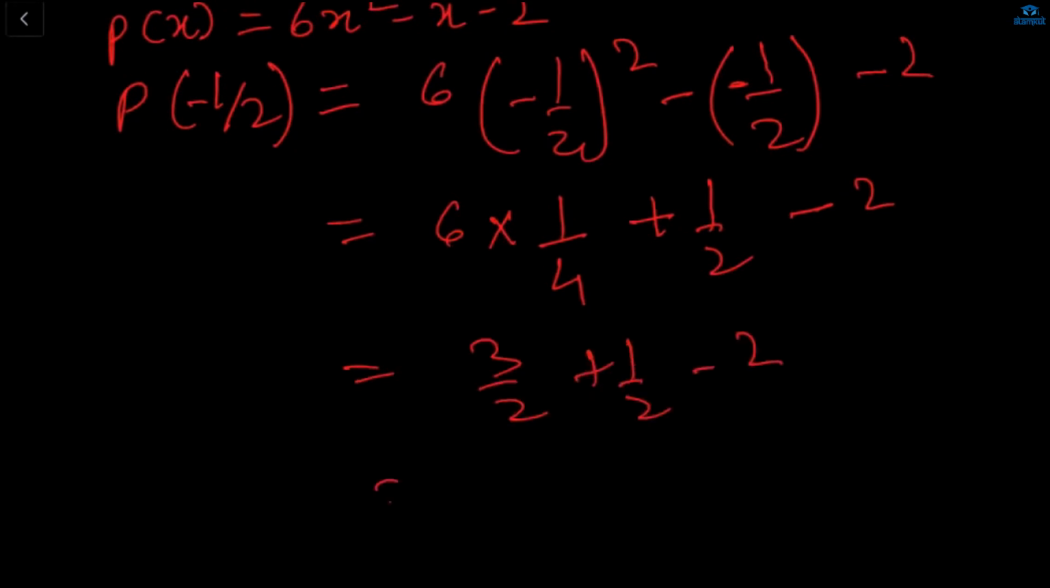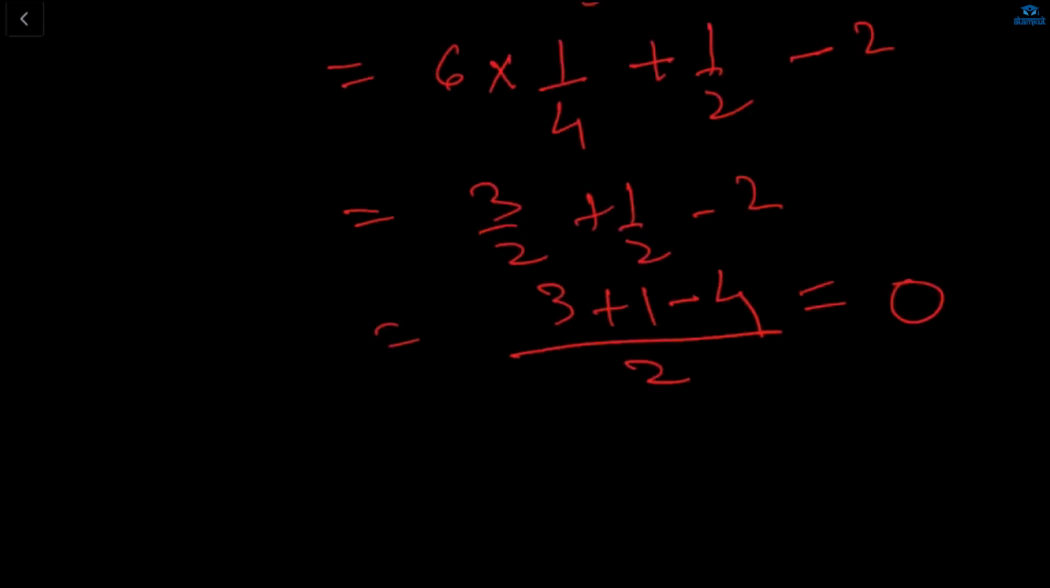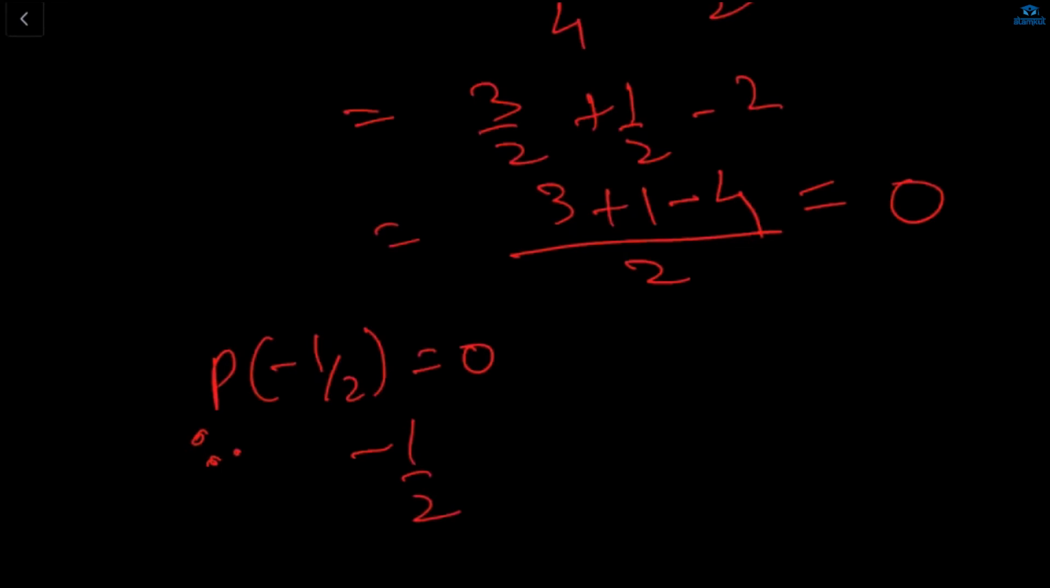You are going to take LCM as 2. 3 plus 1 minus 4, so you can see it is 0. Yes, 4 minus 4 by 2 is equal to 0. So p of 1 by 2 is equal to 0. Therefore, x is equal to 1 by 2 is a solution of p(x). Understood?